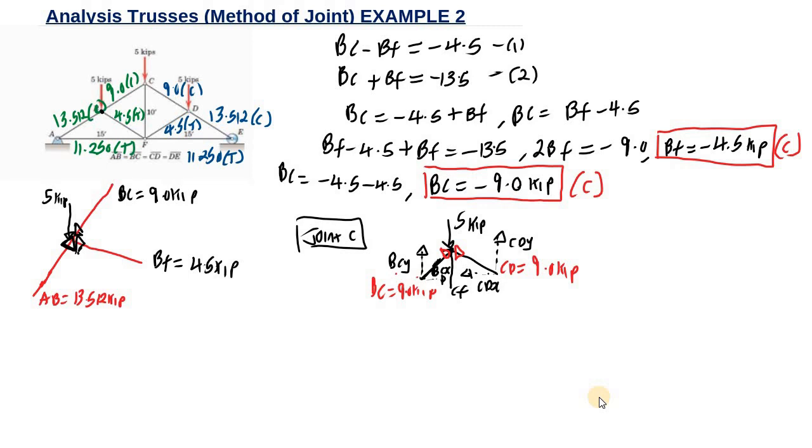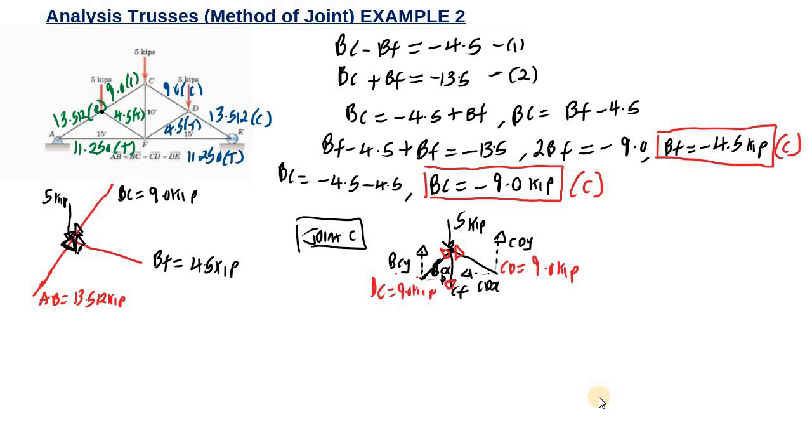So we want to find CF. Like I said, when in doubt, always assume it to be moving away from the joint, so it is always assumed to be in tension. If we have a positive value, it is in tension. If we have a negative value, it is in compression. So CF is going to be moving away from the joints.